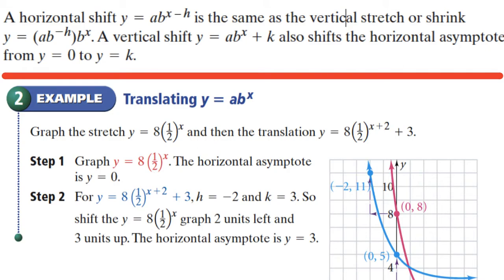All right, so let's go over this part up here. A horizontal shift, y equals a b to the x minus h. So remember that we're going to take the opposite wherever that is because of this negative. It is the same as the vertical stretch or shrink, y equals a b to the negative h times b to the x. A vertical shift, y equals a b to the x plus k, also shifts the horizontal asymptote from y equals 0 to y equals k. So when we have the plus k on the outside, that's shifting our horizontal asymptote from y equals 0 to whatever that value is, okay? So let's go ahead and scroll down.